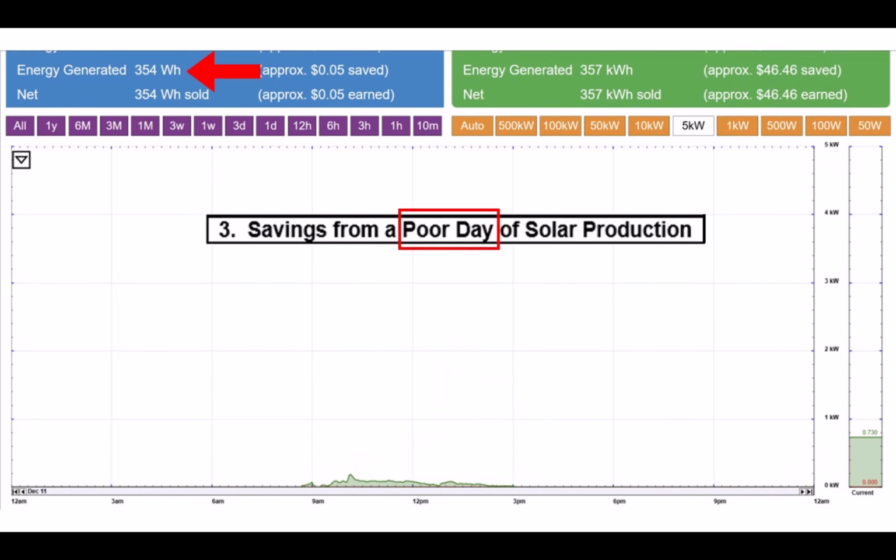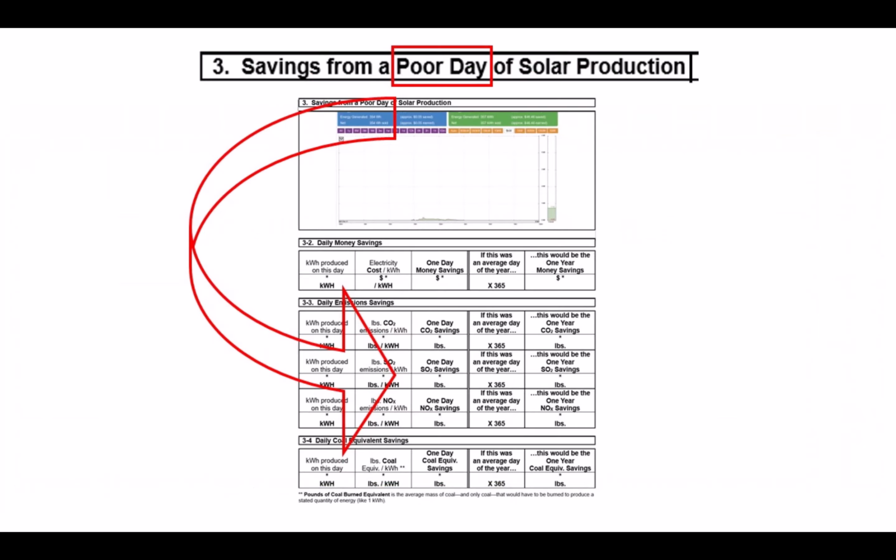It turns out that for this December, the 11th was the date for lowest energy production, 354 watt hours. 0.354 kilowatt hours would then be posted as the poor day of solar production. Starting with that number, the rest of exercise 3 may be completed.